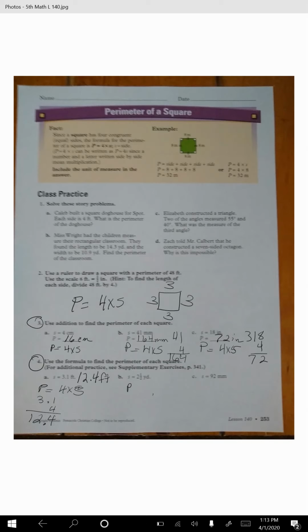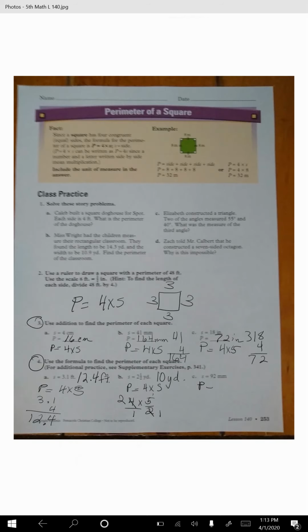So perimeter equals 4 times S, so 4 times 2 and a half. Tell me what that is as an improper fraction. Did you get 5 over 2? And then we can just put that over 1. Lucky for us, there's some cross canceling, which makes it easy. And I get 10.